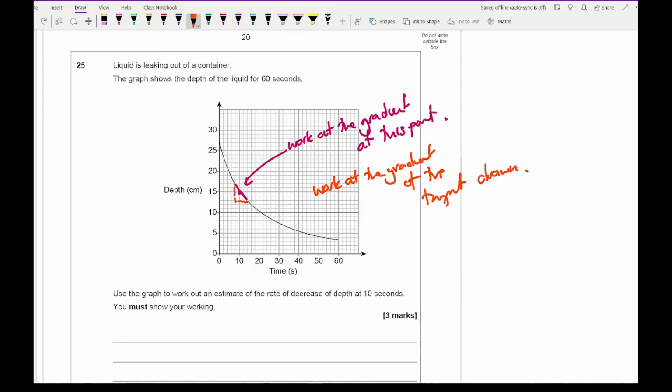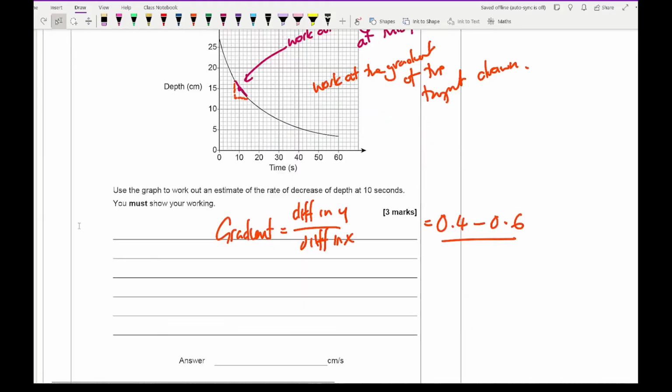So you get 1 mark for marking at that point, 1 for drawing a tangent, then working out the gradient. And I would say an acceptable answer for the gradient, when you do the difference, remember it's the difference in y over the difference in x, is any answer that's roughly between 0.4 to 0.6, which should be okay to get the 3 marks.